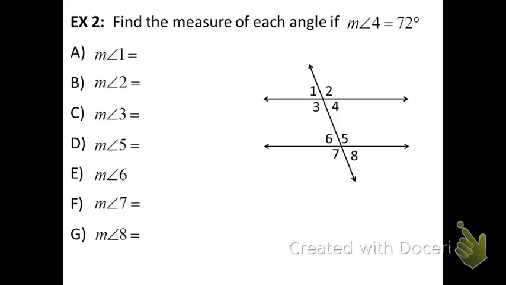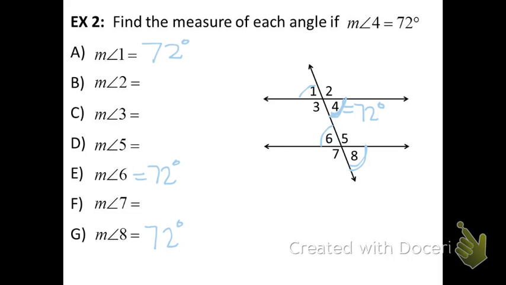Alright, example 2 is actually going to ask you to find all the angles. So it tells us that 4 is 72 degrees. Now there's a couple things we can look at. We know that 1 and 4 are vertical angles. So because they're vertical angles, this will be 72. We can see that 4 and 6 are alternate interiors, so 6 is 72 degrees. 4 and 8 are corresponding angles, so 8 is 72 degrees as well.